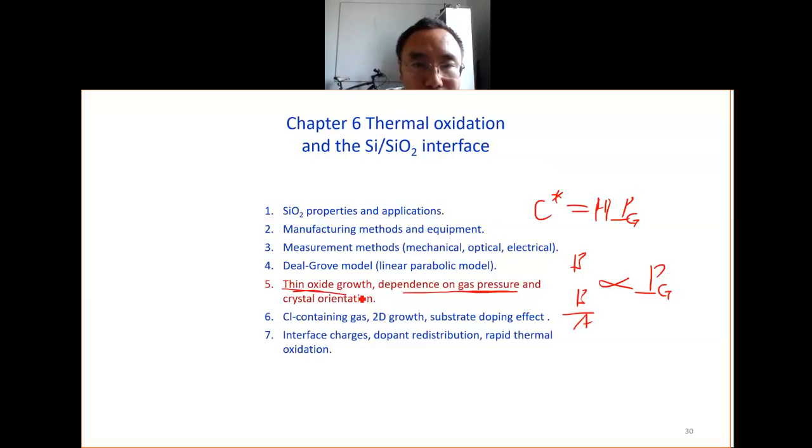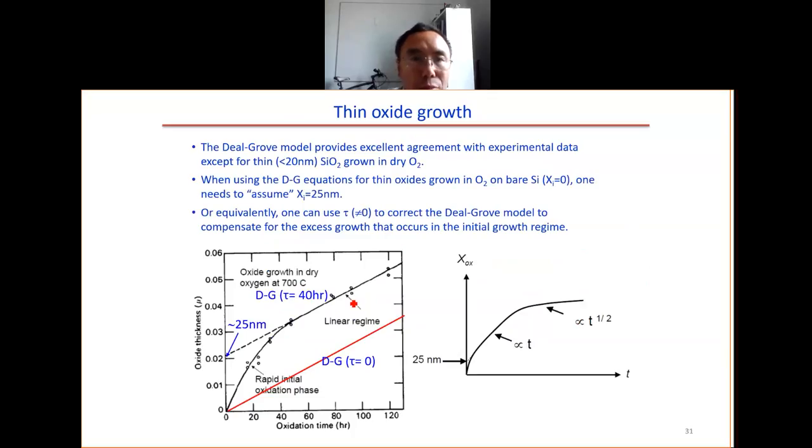And now we look at thin oxide growth. The Deal-Grove model provides excellent agreement with the experimental data except for thin oxide growth. You can see here this is the oxidation growth. This one is linear, and this is good. But at the very beginning, it's super fast. So we have very fast growth at the very beginning.